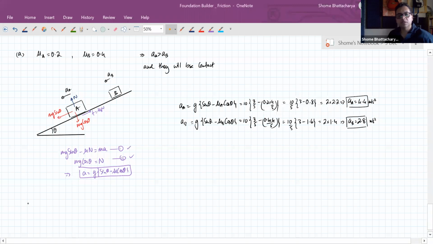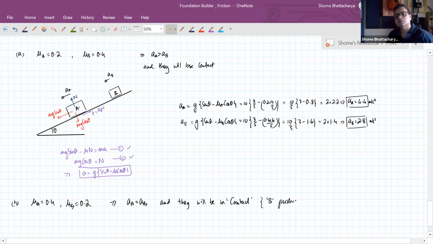Now next, we look at the B case, where coefficient of friction of A is 0.4 and coefficient of friction of B is 0.2. So in this case, acceleration of A will be equal to acceleration of B, and they will be in contact. So B pushes A with contact force N, let's say, not equal to 0.